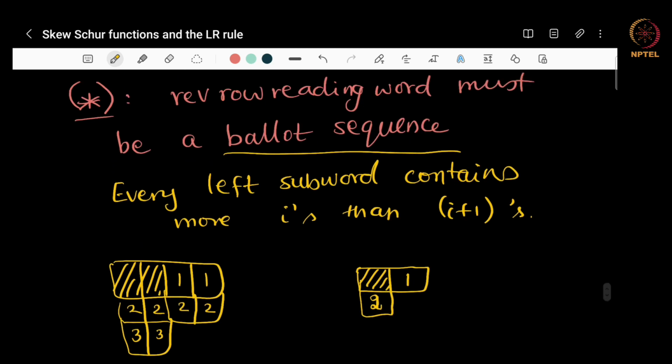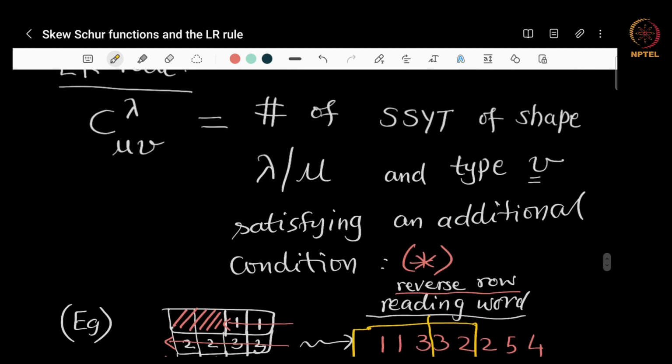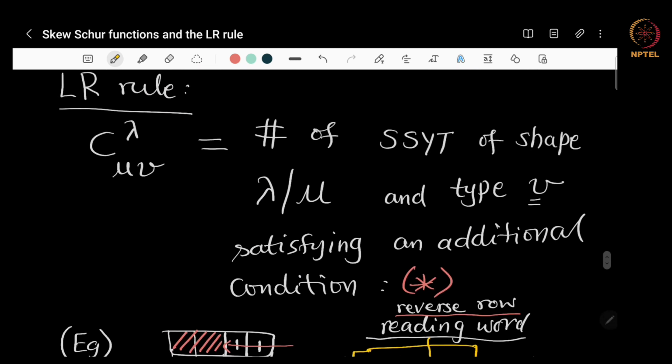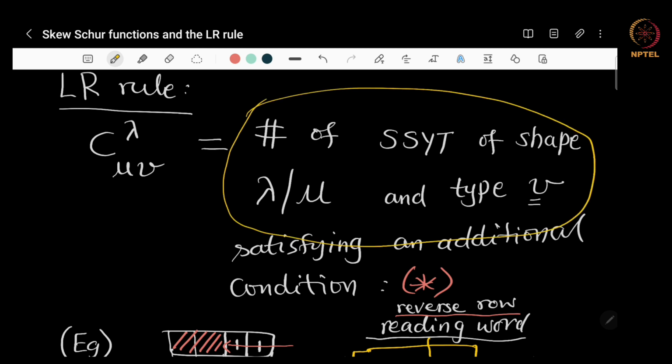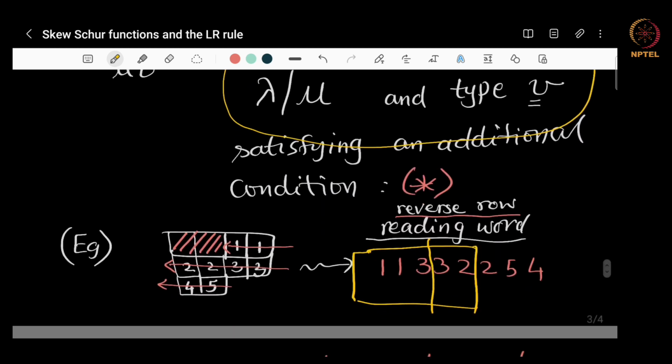So this is the LR rule. As I said, if you did not have condition star, then the number that you are trying to count is exactly that number k lambda minus mu comma nu, which is going to tell you how to expand the Skew Schur function in the basis of the h's. But since we now want to expand it in the basis of the Schur functions, the s's, that number is actually smaller. What you get is an additional condition star that needs to be satisfied.